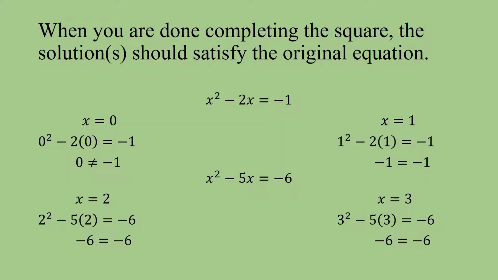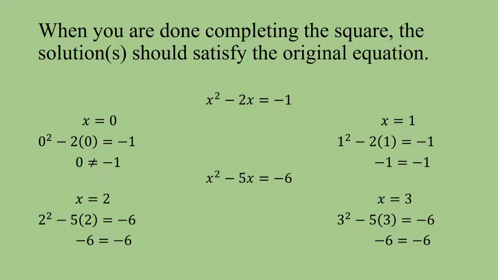An important idea to understand before completing the square is what exactly the word solution means. If an exam question asks you to find the solution, it is just asking you for the value or values that make the equation true. For example, for the equation x squared minus 2x equals negative 1, the number 0 is not a solution, while the number 1 is. This is because when 0 is put in for x, the equation becomes 0 equals negative 1, which is not true.